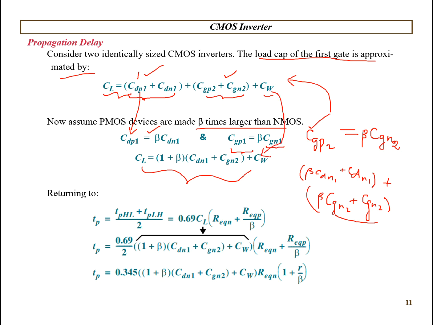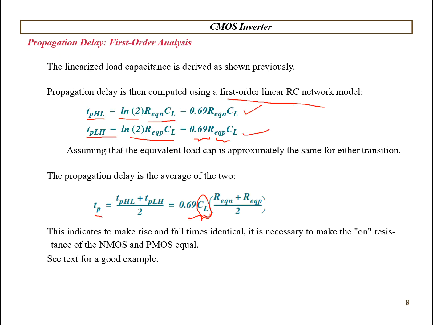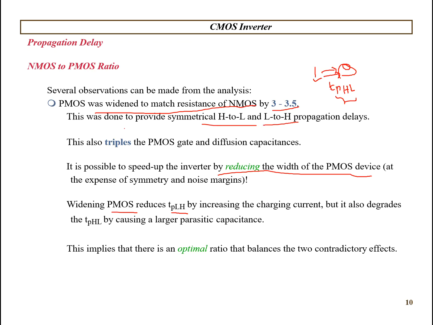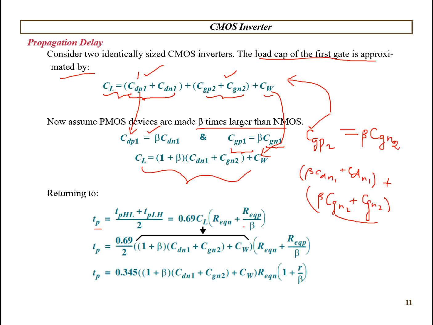And if you return to your propagation delay, you know that your TP is equal to TPHL plus TPLH divided by 2. It is the average. This is equal to 0.69 CL into R equivalent N plus R equivalent P divided by 2. This is what we have already derived. In this you substitute: when you are using PMOS beta times larger, your R equivalent will be reduced by beta times. Hence it is R equivalent divided by beta.